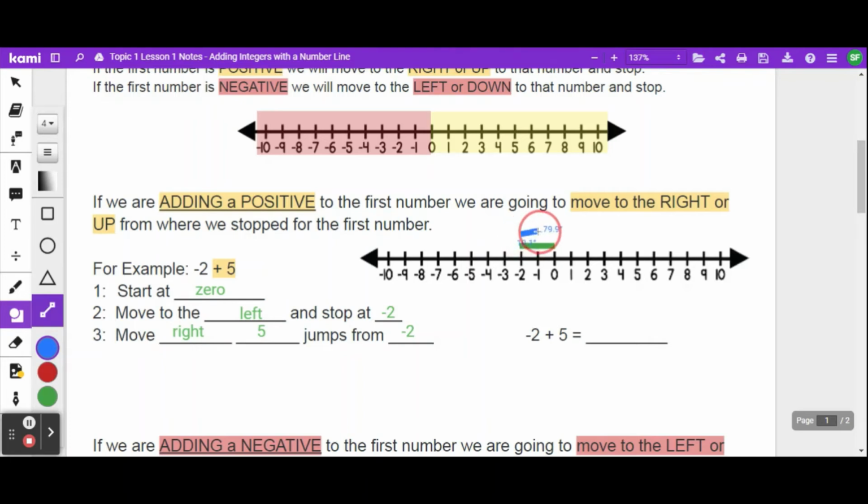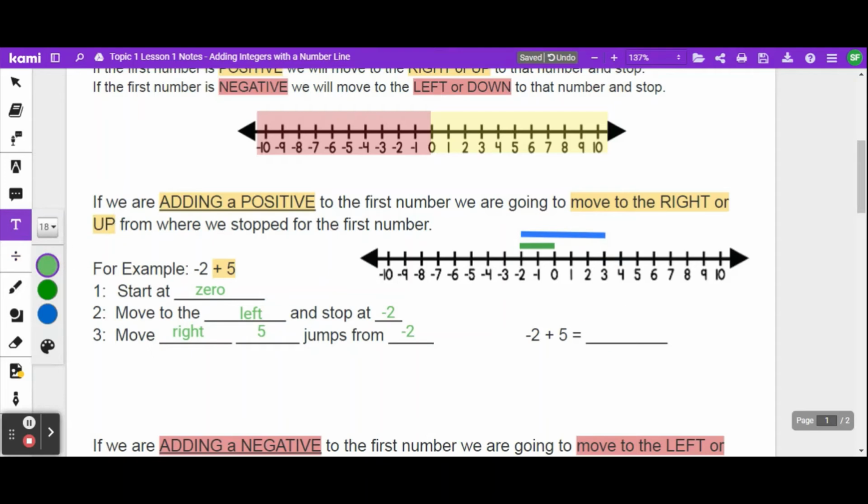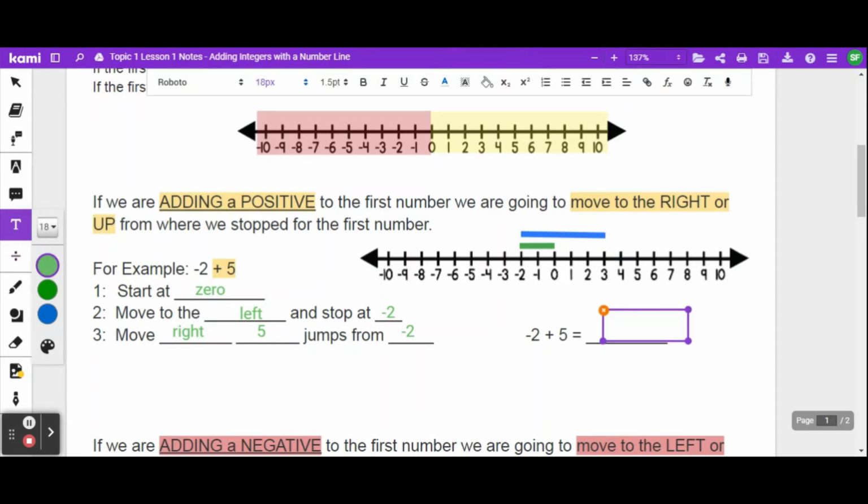So -2 back to 0 is 2 jumps. And then I would have to go 3 more jumps. And that would put me at +3. -2 plus 5 is going to equal +3.